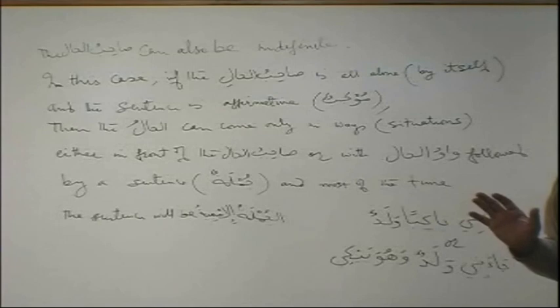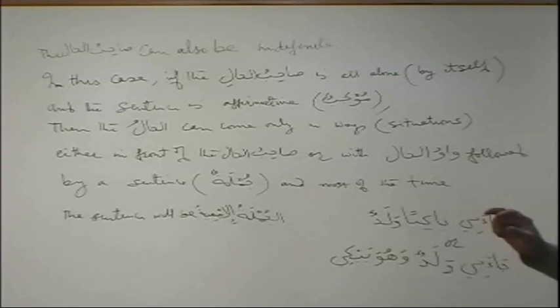Are you with me? What are the kinds of negation, brother? La nafiya, or ma nafiya, or la nahiya, or istifham. These are the elements which will make the sentence negative. Mujabun, affirmative, and ghayru mujabin, with all these things, negation. We are going to study it in detail in the next lesson.